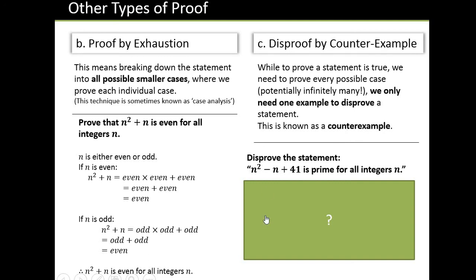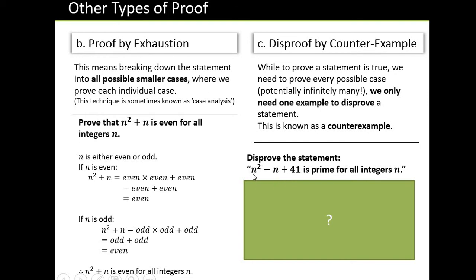Let's have a look at this one. Disprove the statement n squared take away n, add 41 is going to be prime for all integers n. Now you might want to sort of do it by trial and error. I had a look at this earlier, and you could do n equals 1, n equals 2, n equals 3. But in fact the logical thing to do is have a look at this number. See what happens when n equals 41.